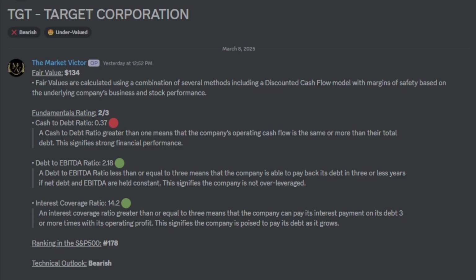And I'll finish up the segment going over the last 2 valuations. We have Target with an updated fair value of $134 per share, which makes it undervalued. However, I do believe it's in a bearish longer term trend. So when a stock is in a bearish longer term trend, you don't want to buy all at once. You definitely want to buy in chunks because it's possible the stock will make lower lows in the longer term until we see a trend reversal.